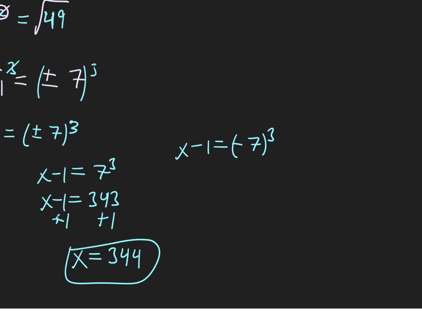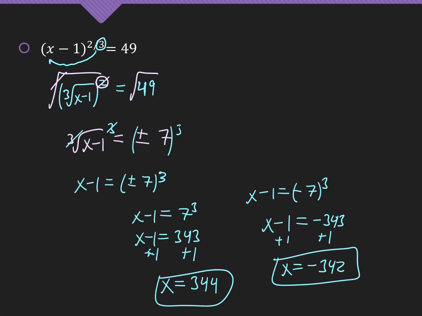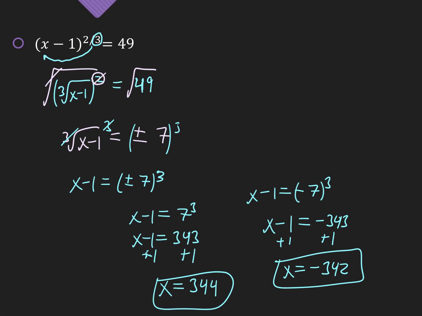And then I can do the same thing with the other side. x minus 1 equals negative 7 to the 3rd power, which is negative 343. I add 1 again, and I get x equals negative 342. Because we had an odd root, this was a cube root, I'm not going to have to worry about any negatives in my final answer or things not matching up. If I cube root a negative, you do get a valid statement, so we don't have to check; these are fine.